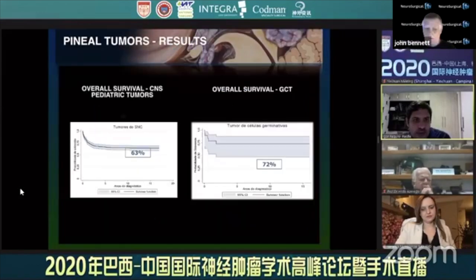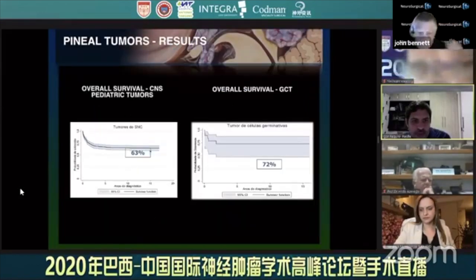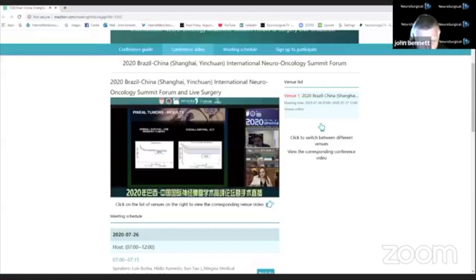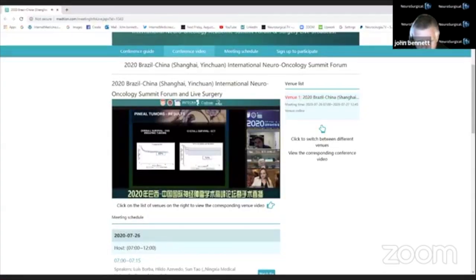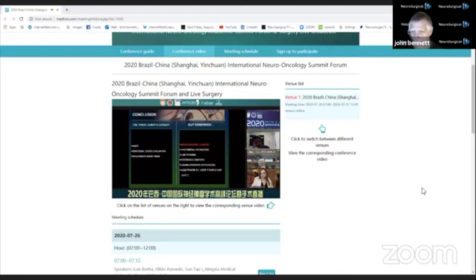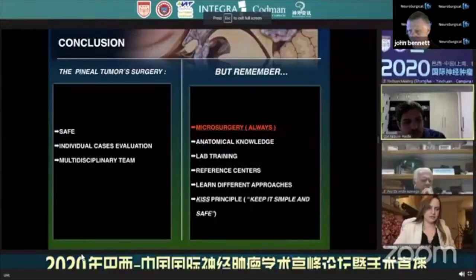And here is our overall survival, 62% for all the tumors and 72% for the germ cell tumors. So we are in the literature media. So in conclusion, the pineal tumor surgery is safe, but it's very important to perform individual case evaluation and to work in a multidisciplinary team.